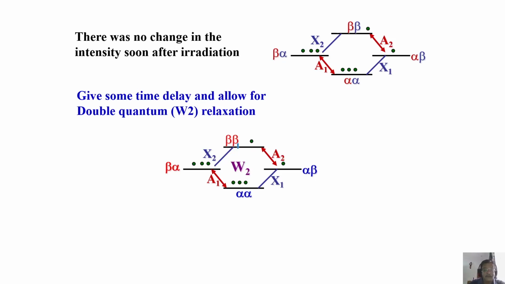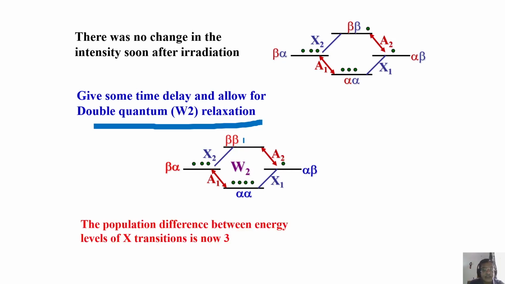Now let us do one thing. Let us wait for some time after irradiation, and allow spins to relax through the double quantum pathway, where W2 is probable. You are thinking it will go back like this and then attain thermal equilibrium. You are always thinking the W1 was the possibility. Let us think of the W2 possibility. Let us say the nuclear spins come down like this. It will relax like this. And this is the situation. Now what is going to happen? Let us see. Calculate the population difference between energy levels of X.